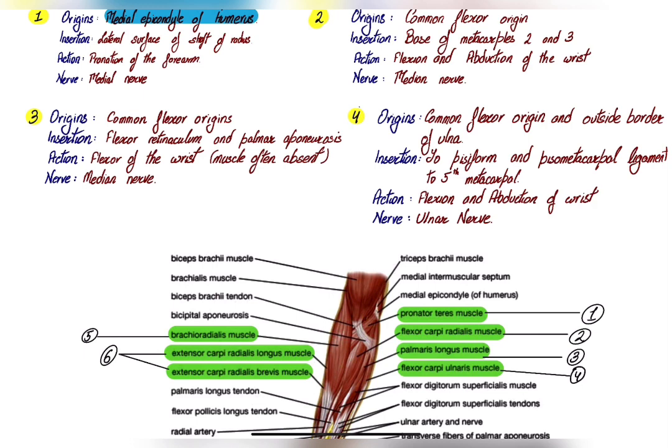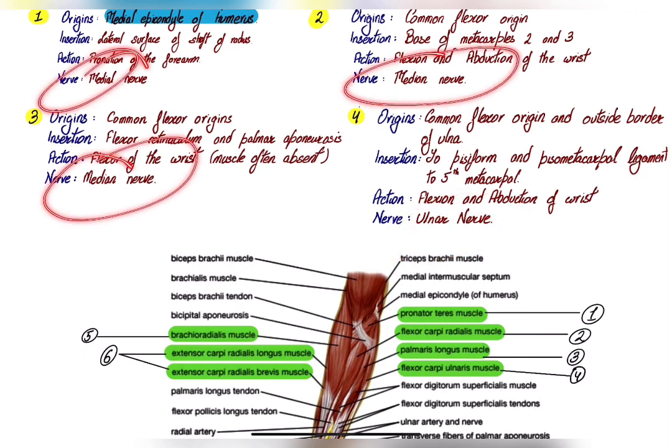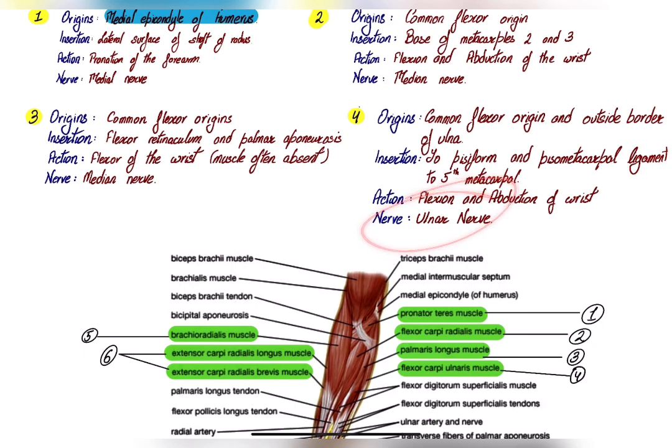Now, the fourth muscle is the flexor carpi ulnaris muscle, and it originates from the common flexor origin, but with this, it also originates from the outside border of the ulna. The insertion is to the pisiform and the pisometacarpal ligament to the fifth metacarpal. The action that it performs is the flexion and abduction of the wrist, and the nerve that passes through it, thing to be noted, is the ulnar nerve. All the other muscles had median nerve passing through them, but this one has the ulnar nerve.